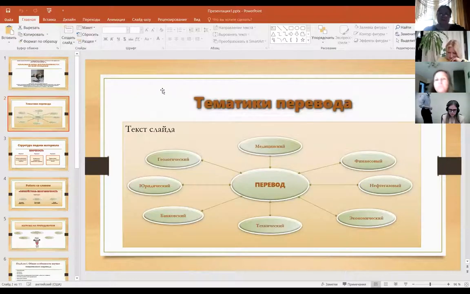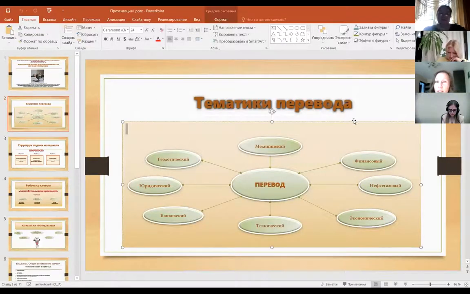And we try to define these themes of translation that we find most relevant. Our colleague has already mentioned them. The first of them, I would like to say, is medical translation, the most popular, medicine.